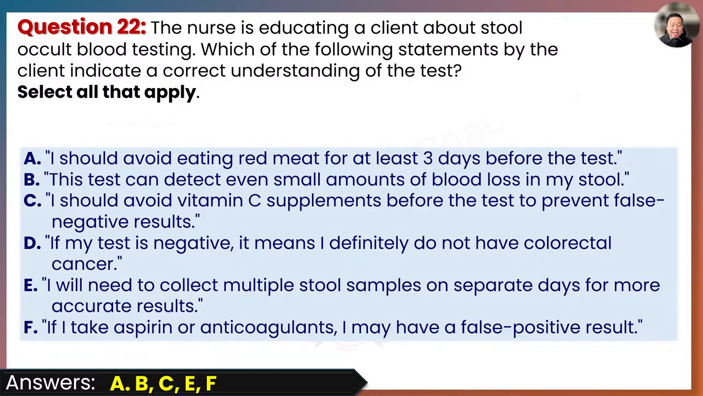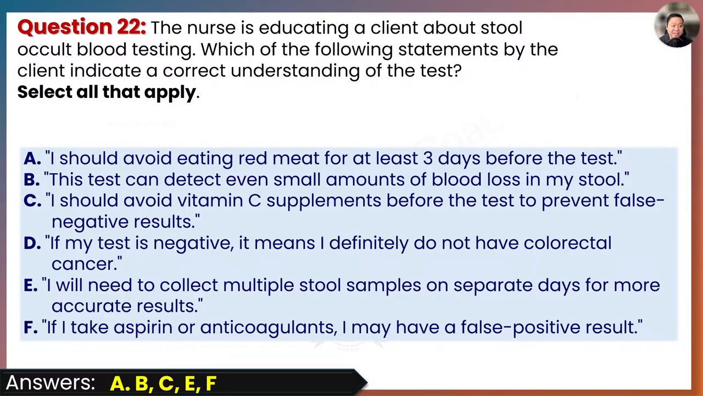Letter E is also correct because collecting multiple stool samples on different days will give a more accurate picture. And the bleeding from conditions like colorectal cancer or ulcers can also be intermittent. So testing only once could miss this, right? Now, letter F is also correct because medications like aspirin, anticoagulants, and NSAIDs can irritate the stomach lining and it can lead to minor bleeding. While this doesn't necessarily mean there's a serious problem, it can cause a false positive result on the testing.